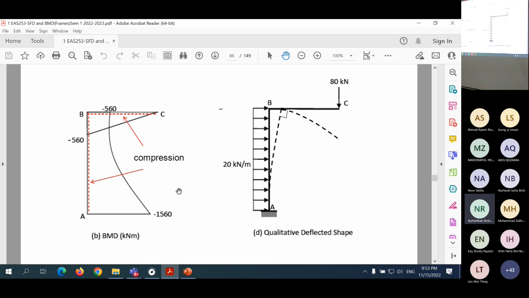So here, just to indicate to you which side is in compression. It is on the side where you draw the bending moment diagram, because we draw the bending moment diagram on the compression side. So it's on the side of the bending moment diagram. That side is in compression.